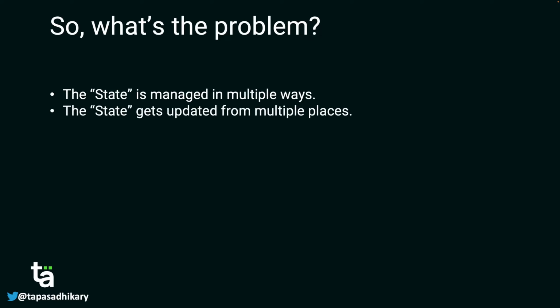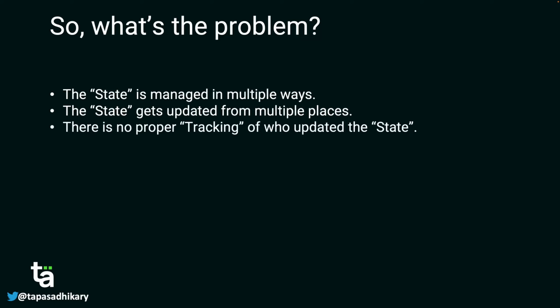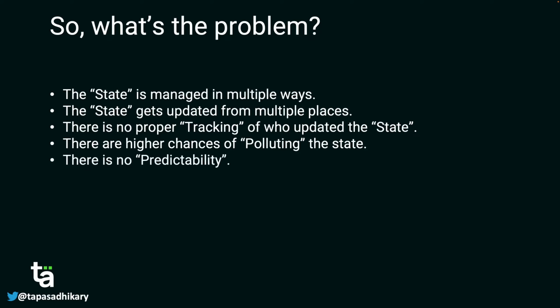State management should be really proper, but there is no proper tracking of who has updated the state at what point in time. That's a bigger problem. If there is no tracking and there is a bug, it will take a lot of time identifying what would have caused this particular bug. Then there are higher chances of polluting the state. If there is no tracking, there could be a chance that we are polluting the state, and then there is no predictability. So all this adds to the predictability factor. So we see that when the application grows bigger, there are chances of these problems.